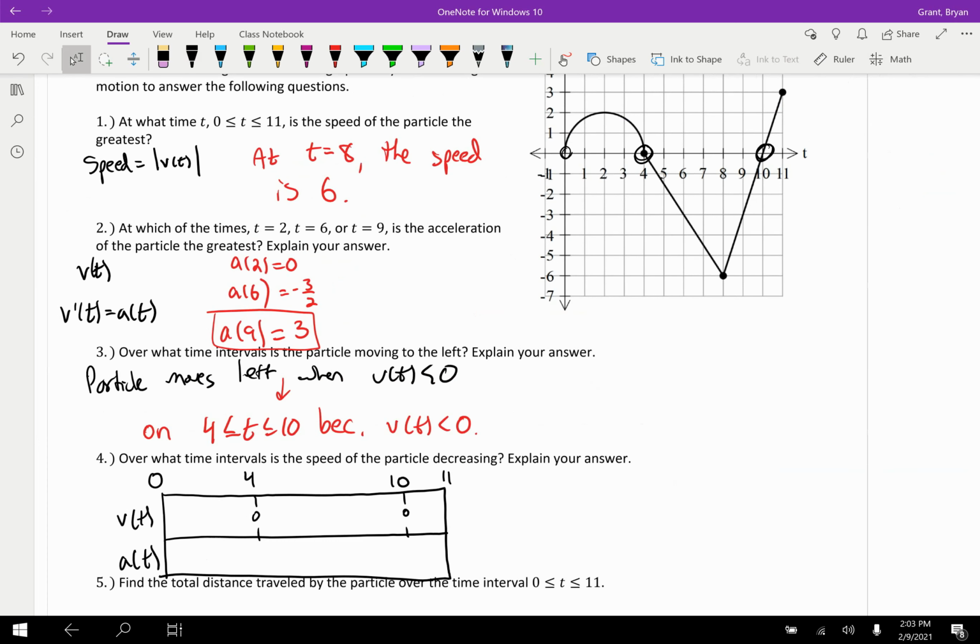Then we go through and we put in the signs. Between 0 and 4, v of t, the outputs are all positive numbers. They're positive y values. Then from 4 to 10, we are negative. From 10 to 11, we're positive.